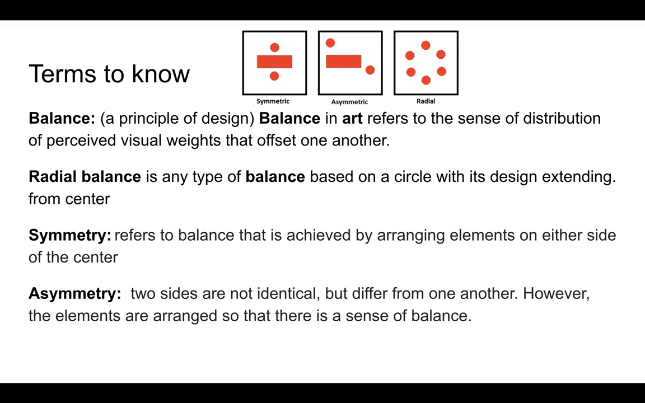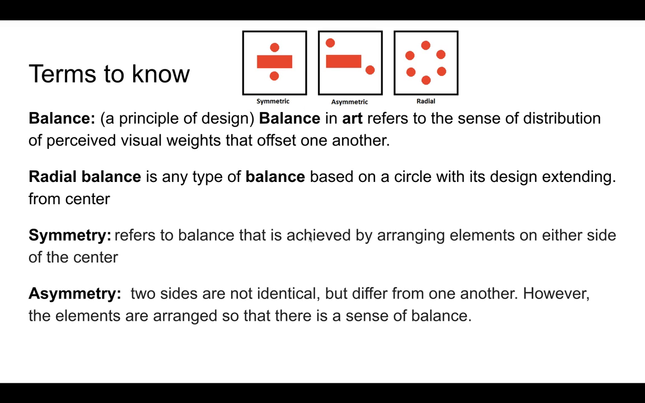So there's radial balance. This is a type of balance based on a circle. And you can see there's an example of radial balance up here. Then you have symmetry. This refers to balance that is achieved by arranging elements on either side of the center. So it's where things are exactly the same on either side. So you can see here it's symmetrical because it's the same way here and the same way this way. So if you put a line down the middle this way, it'd be the same on both sides, or if you put a line down the middle this way, it'd be the same on both sides.